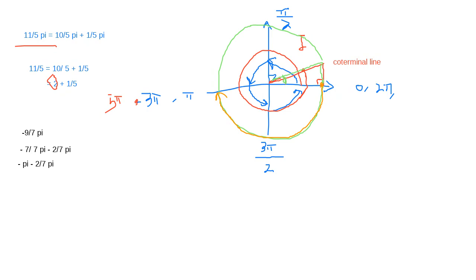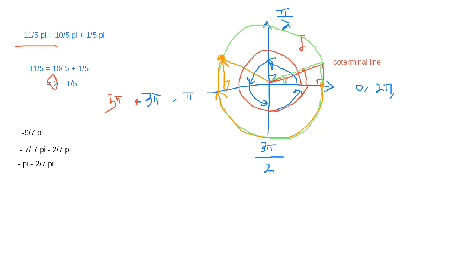Then we need to measure another negative 2 over 7 pi. Negative 2 over 7, somewhere here. So approximately, the point ends here. Now let's draw the triangle. We connect the point with the origin. Then we drop a perpendicular line to the x-axis from the point. So we see this right triangle.